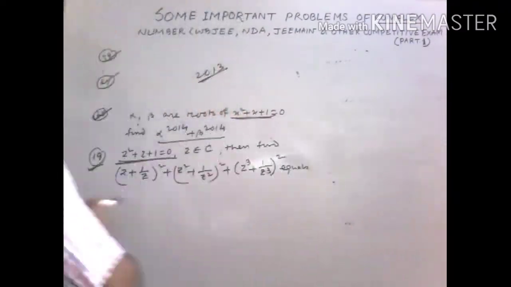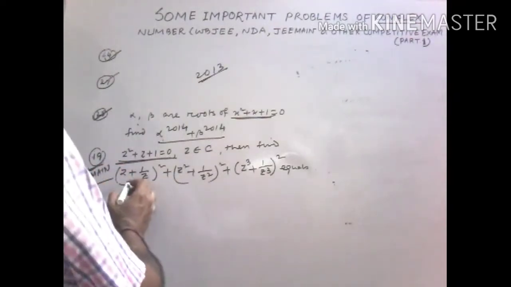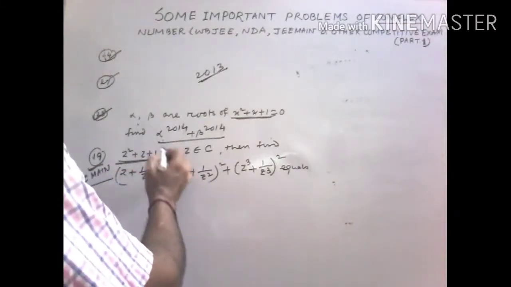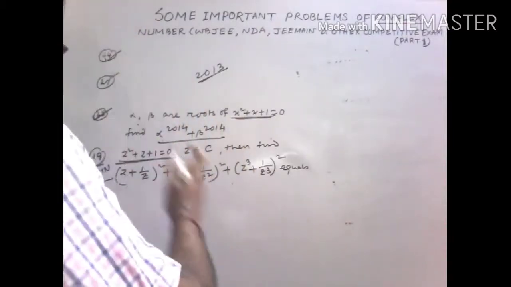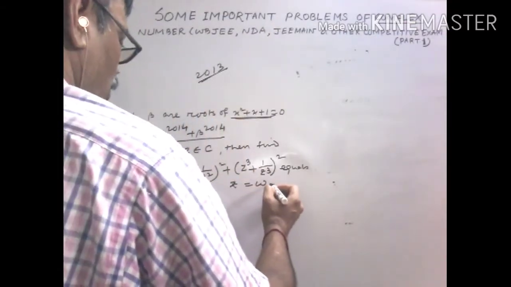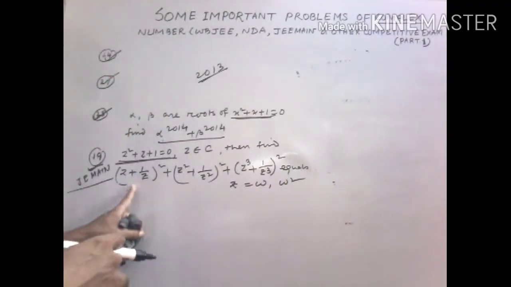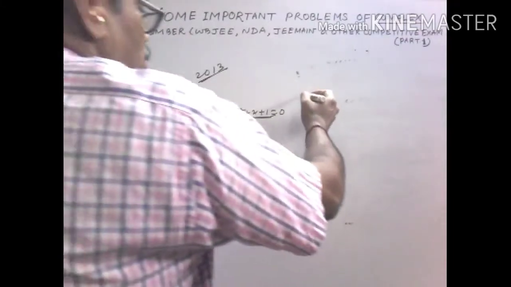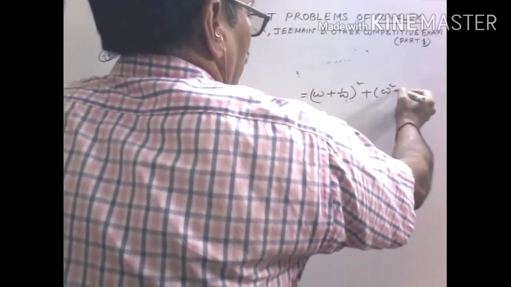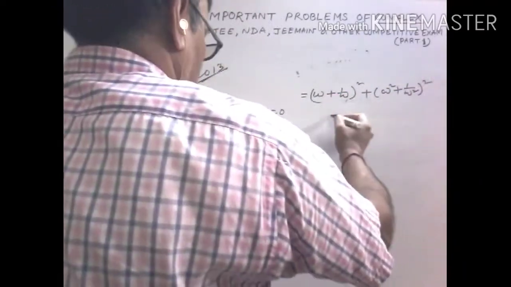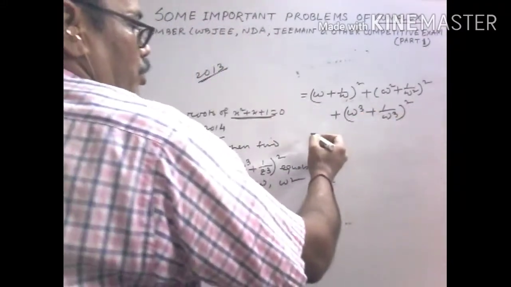This is simple, but it is a problem of JEE Main. Look, first, it is Z square plus Z plus 1 equals 0. So what is Z? We can write Z is equal to omega or omega square. We have already solved it. If we put the value, this is omega and (1 by omega) whole square, omega square and (1 by omega square) whole square, this is omega cube, (1 by omega cube) whole square.